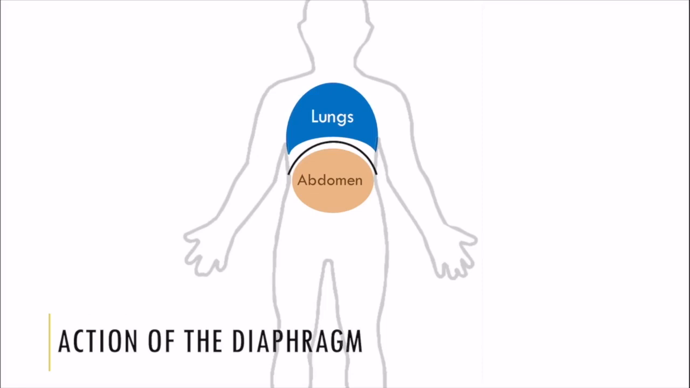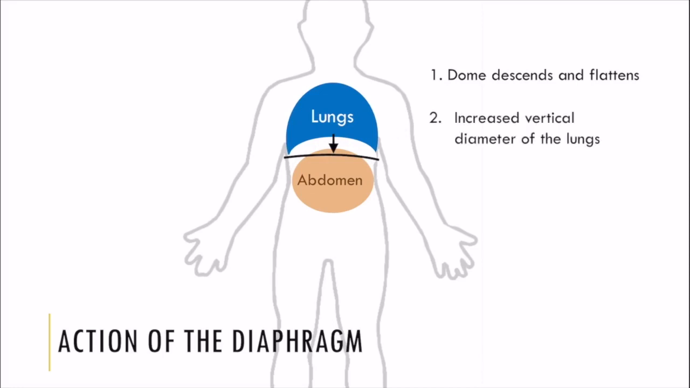All right, let's go back to the basics and just the action of the diaphragm in terms of breathing. So we've got this dome-like shape that sits below the lungs on top of the abdomen. And when we take an inhalation, the dome descends and flattens. Seen here, by flattening out, you increase the vertical diameter of the lungs. By increasing the vertical diameter of the lungs, you've increased the volume, which drops the pressure to allow air to get sucked in.